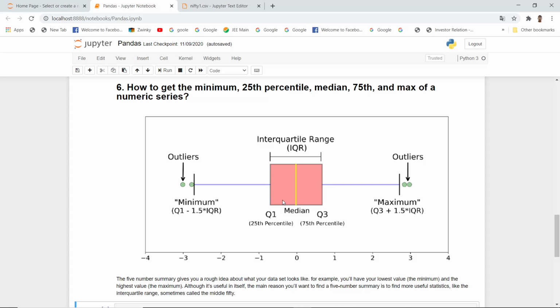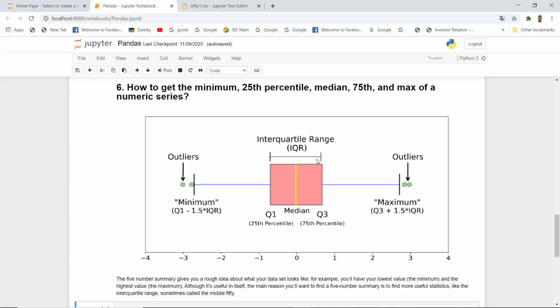Okay, what is the interquartile range? The interquartile range is between the third quartile and the first quartile, that is, all the values which lie between the 75th percentile and the 25th percentile. It is called the interquartile range, IQR.